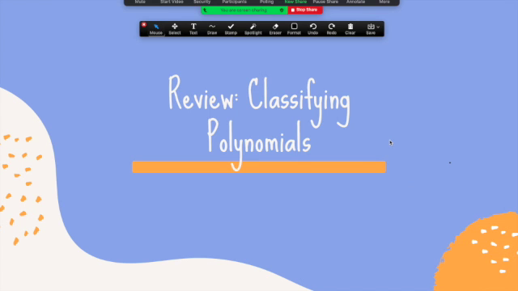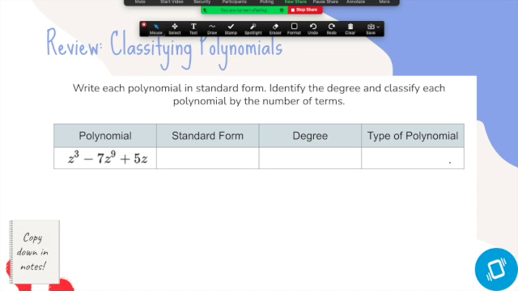So let's go with a little bit of review first on classifying polynomials. The first question is asking us to write each polynomial in standard form, and then we're going to identify the degree and classify each polynomial by the number of terms that it shows. So I'll give you a few minutes to work on this problem on your own first.